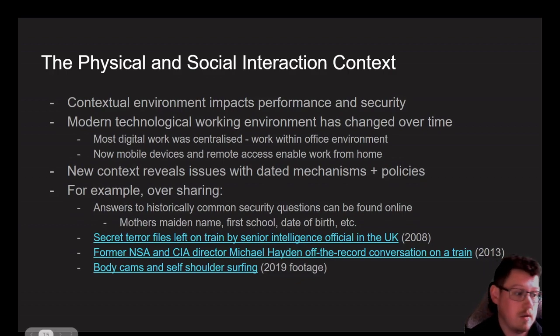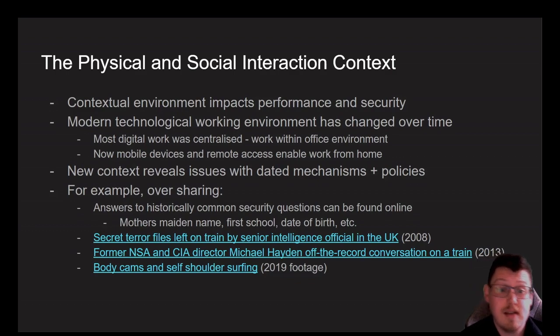The two at the top are links that you can click on and read yourself. They're just news articles. Essentially, the second one down is about secret terror files left on a train by a senior intelligence official in the UK. This was a pretty big story back in 2008, where some data got left on a train.